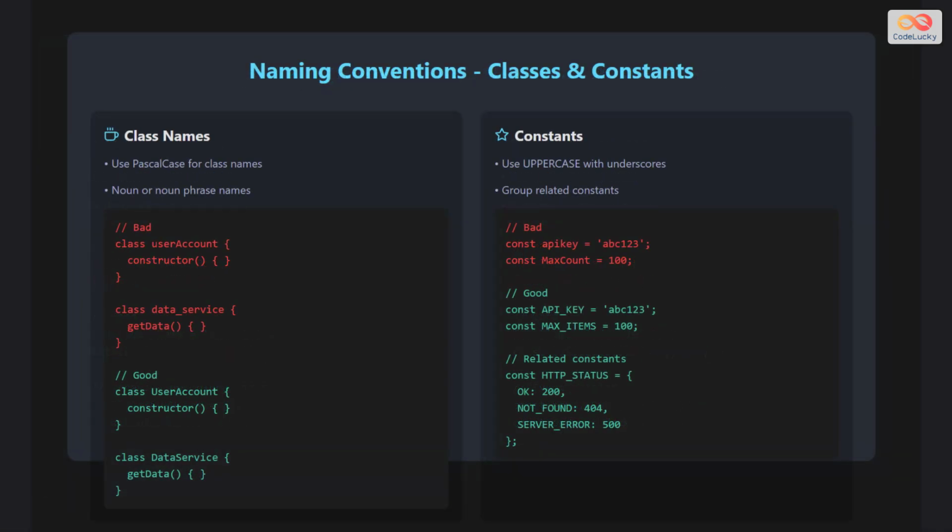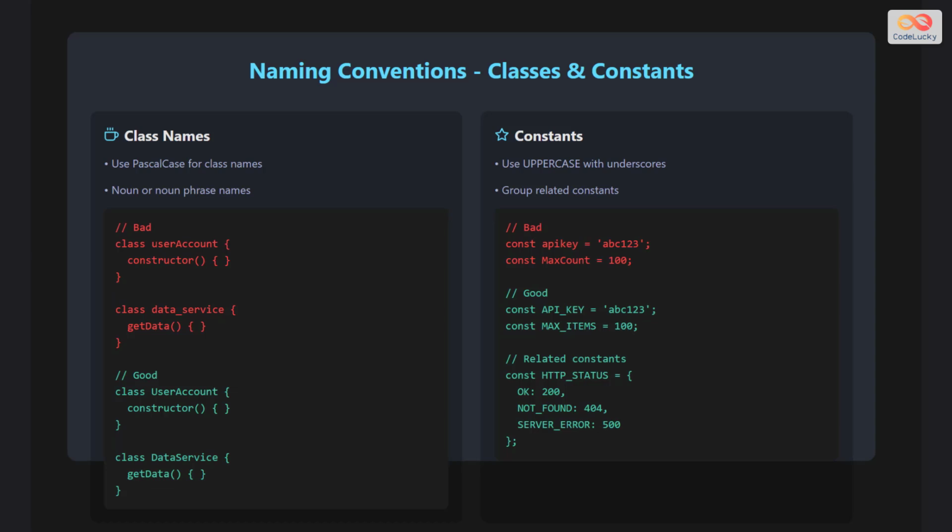Now let's discuss naming conventions for classes and constants. For class names, use PascalCase where each word starts with an uppercase letter. Also, class names should be nouns or noun phrases. For example, use UserAccount instead of user_account and DataService instead of data_service.